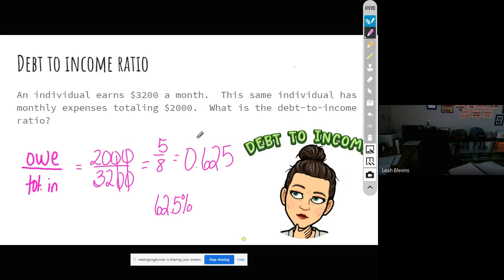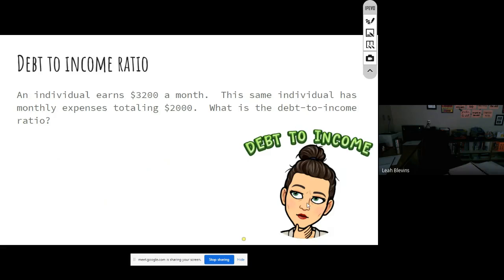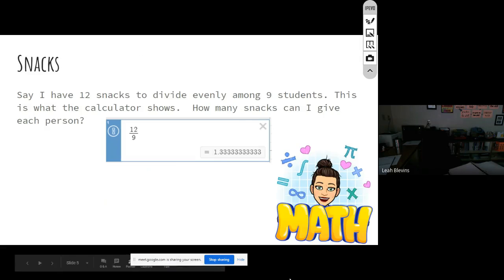This, however, is the debt to income ratio, 0.625. So not something that you might care too much about now, but you'll care about it at some point in your life. All right.